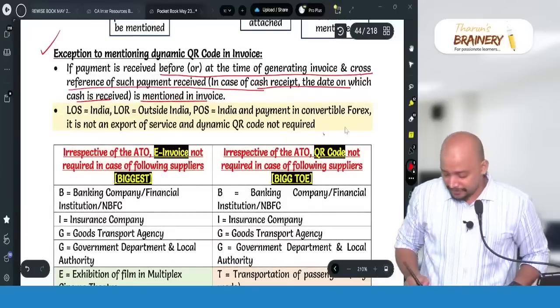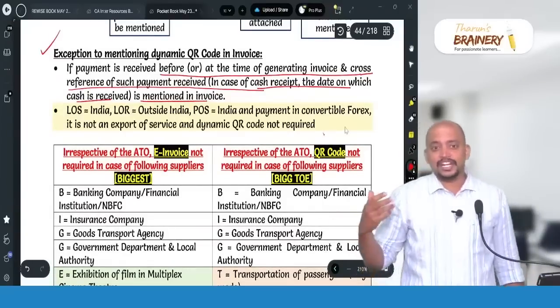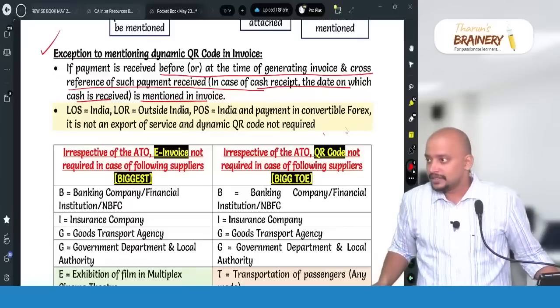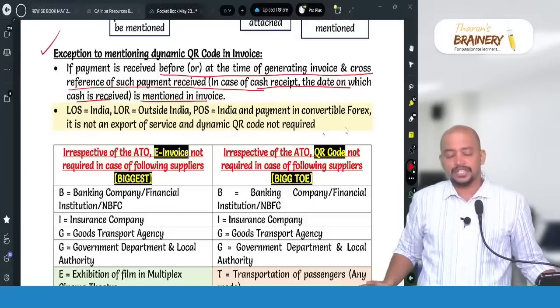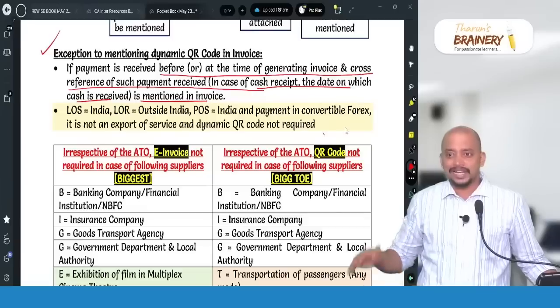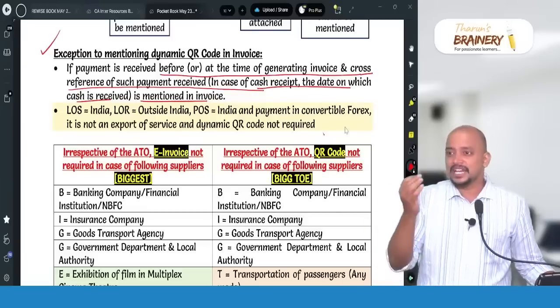Then one more point. Generally, in case of export of goods or export of services, we need to have an e-invoice. Okay, e-invoice: export of goods or export of services. In other cases, we need to collect the payment by scanning the dynamic QR code.